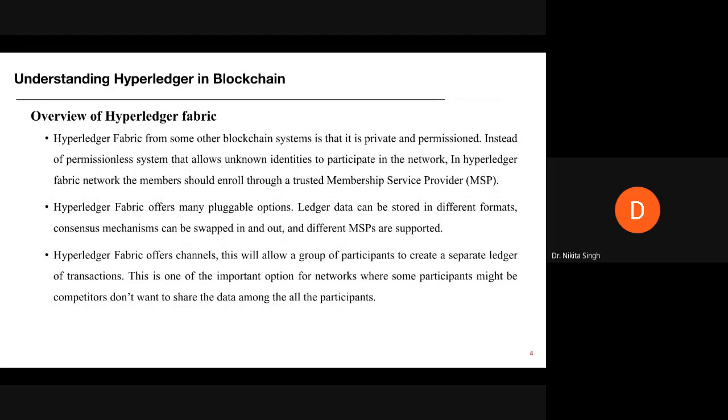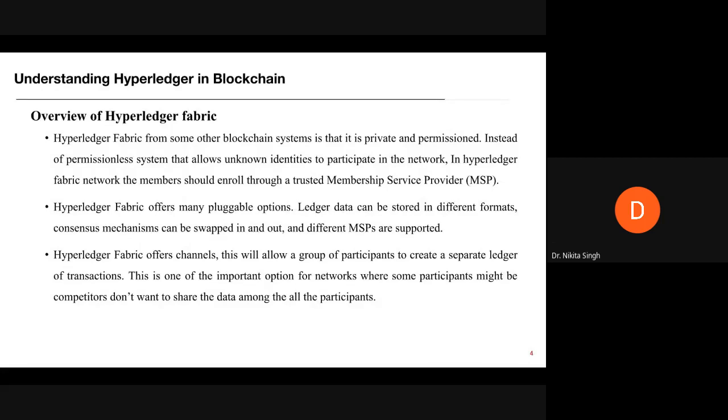Hyperledger Fabric is different from some other blockchain systems in the sense that it is private and permissioned. In all the public blockchain systems, there were unknown identities participating in the network. But here in Hyperledger Fabric, there is a concept known as the membership service provider. The membership service provider is a component of Hyperledger Fabric that issues and maintains identities of all the nodes that are part of the system.